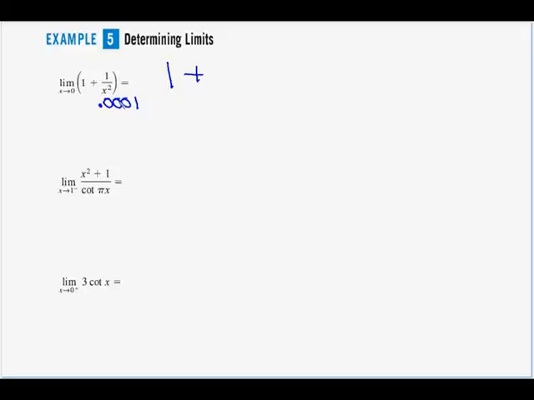1 divided by 0.0001 would be 10,000. The closer we get that denominator to 0, and of course we're squaring it, it'll get even smaller. 1 divided by an infinitely small number is going to equal infinity. And 1 plus infinity is equal to infinity. And if we were making that denominator infinitely large, 1 divided by an infinitely large denominator would approach 0. 1 divided by an infinitely small denominator is going to equal infinity.